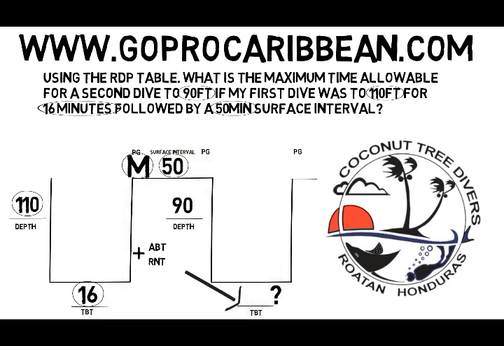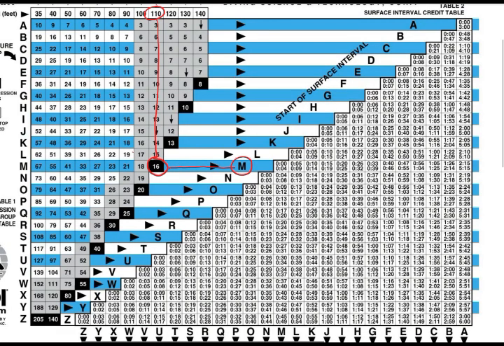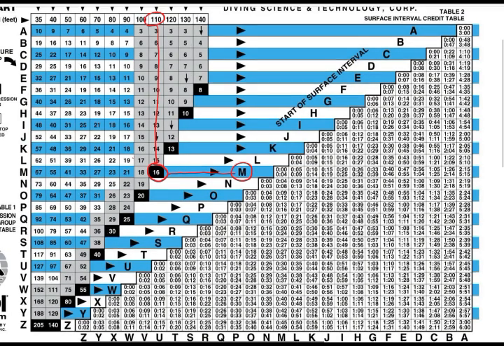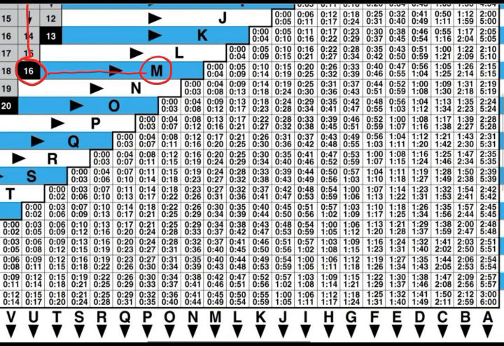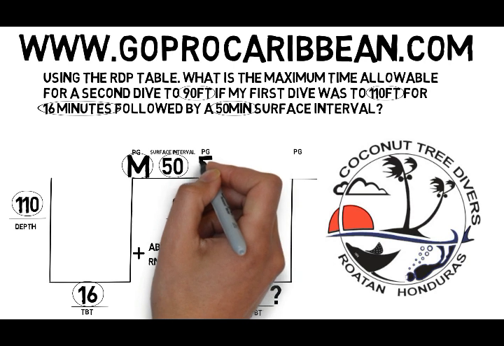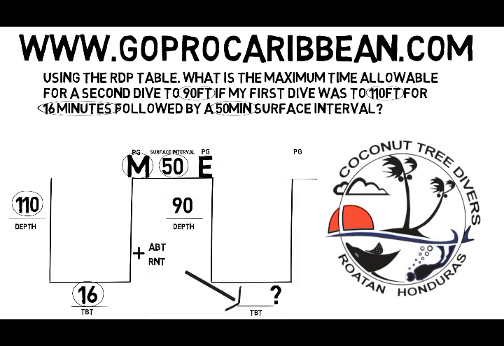We can use that information on side 1 of the RDP, the surface interval credit table, and I will zoom in to make it a little bit easier for you to see. We're in pressure group M, so we're going to scroll along that row looking for the range that our 50-minute surface interval falls within. There we have it, 47 to 55 minutes is the range that a 50-minute surface interval would fall within. So that, if we now scroll down on the table, will give us our pressure group at the end of the surface interval. It's pressure group E. We will be starting our second dive in pressure group E.